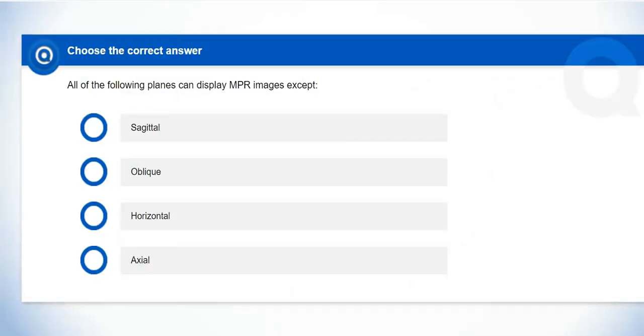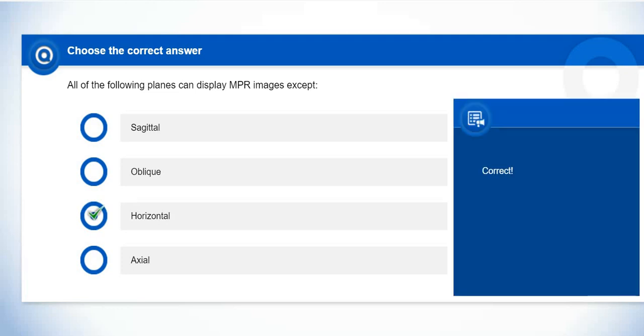You will now be presented with a learning activity. In the following frames, we will discuss some of the commonly performed CTA procedures. Let us begin with coronary CTA.